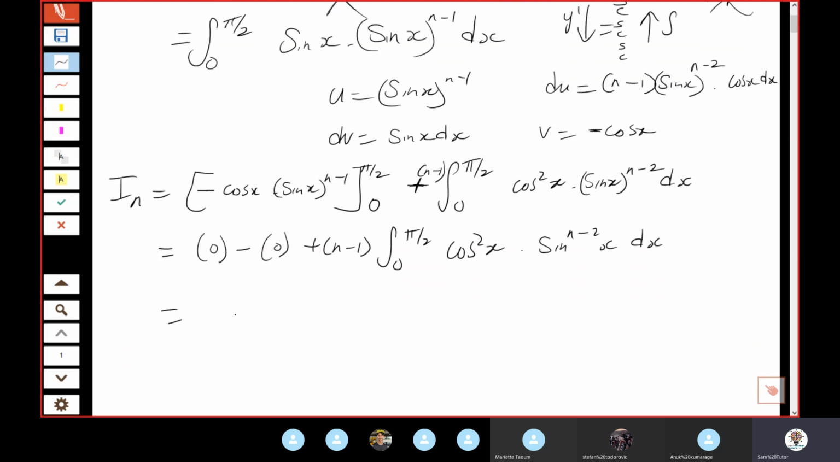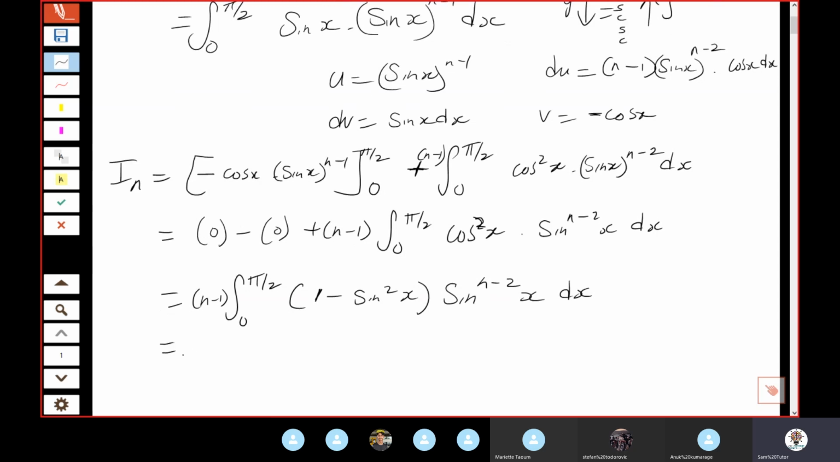Okay, Mariette, what would be the next line? N minus 1, 0 to pi on 2. What can I change here? The cos squared x, you can turn that into sine. How? Is it sine minus 1 or sine plus 1? Nope. You're close. Cos squared x. Say it out loud. Is it sine squared minus 1? Close. Yeah, 1 minus sine squared, because you know cos squared plus sine squared equals 1. So if you bring your sine squared to the left-hand side, it'll be 1 minus sine squared x equals cos squared x. All right, sine n minus 2 x dx.